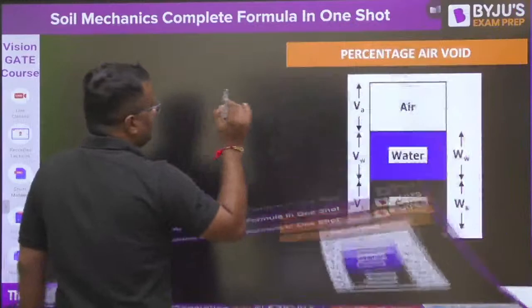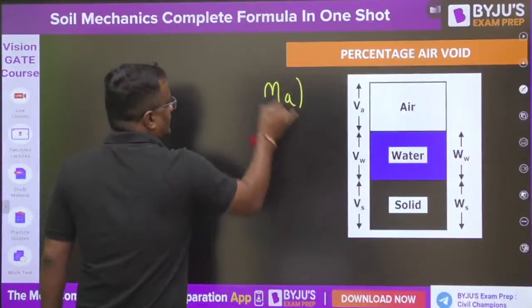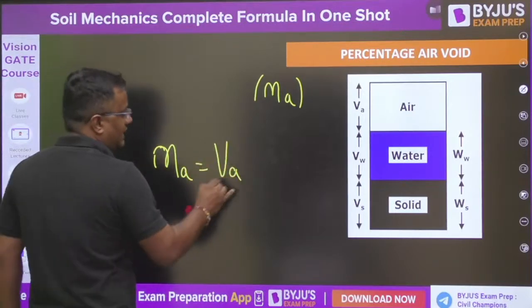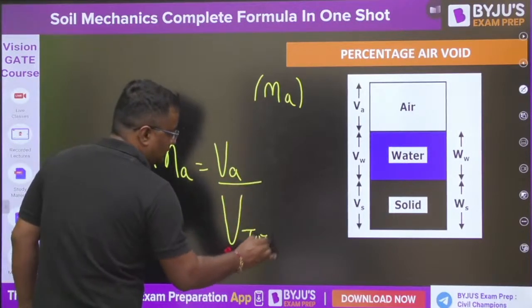Air content we have done. Now percentage air void, na. Percentage air void is volume of air upon total volume.